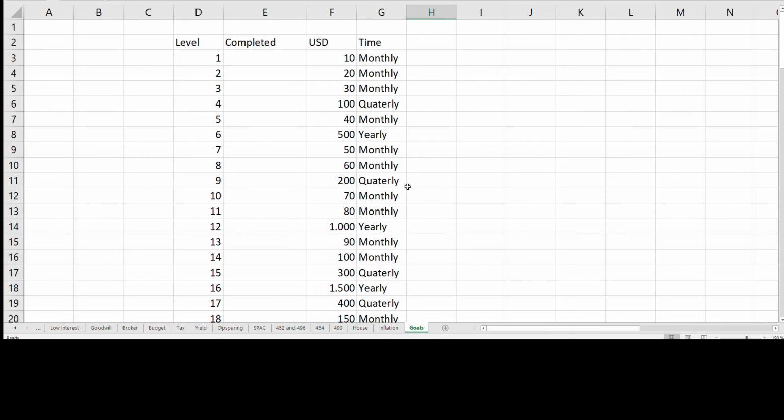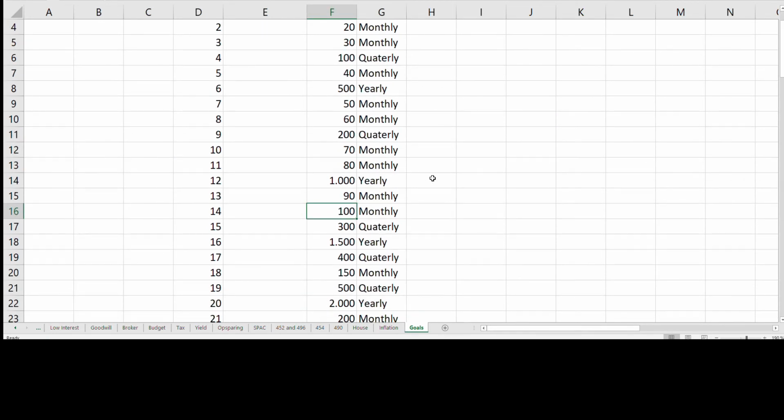As we continue further down this list, you will notice that the numbers are not increasing linearly, because for instance, once you have reached $100 in monthly income, then the next monthly update comes with $150.